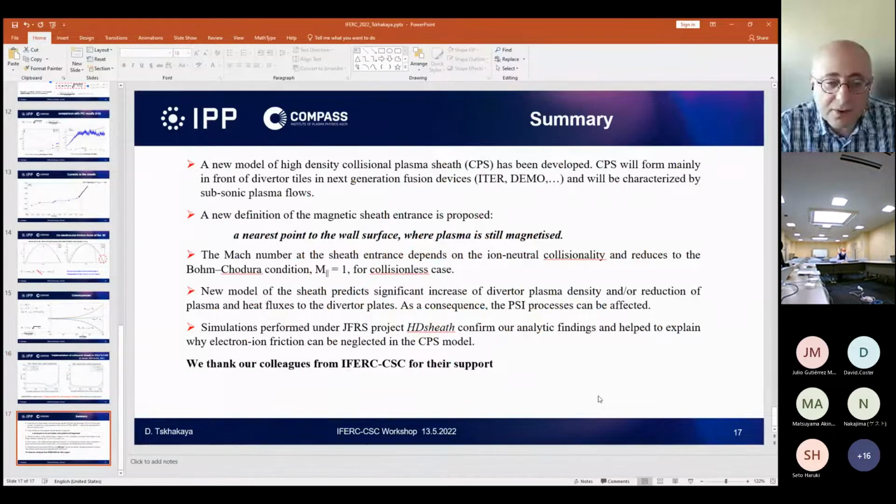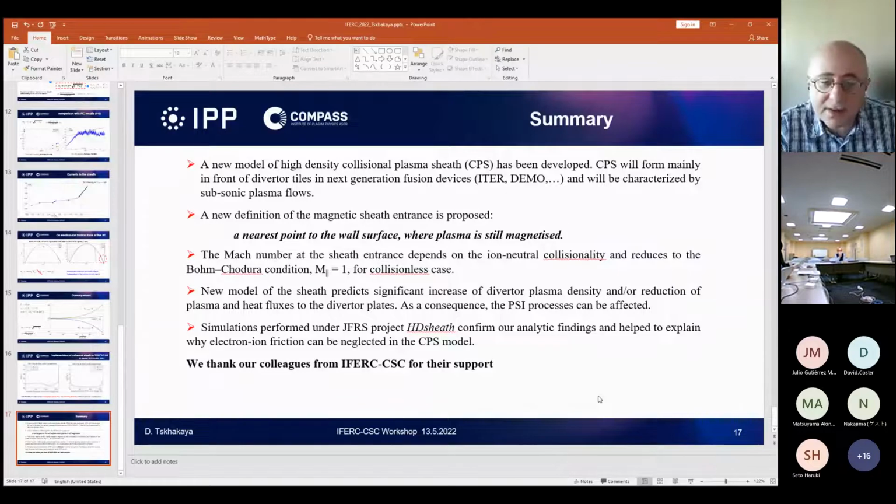This means that we have a new model of high density plasma sheaths, collisional sheaths. They will mainly form in next generation machines in front of the divertors, and will be characterized by subsonic plasma flows. This will have a number of consequences, because if you have different density or different parameters, heat loads, definitely the PSI, plasma surface interaction, processes will be affected.